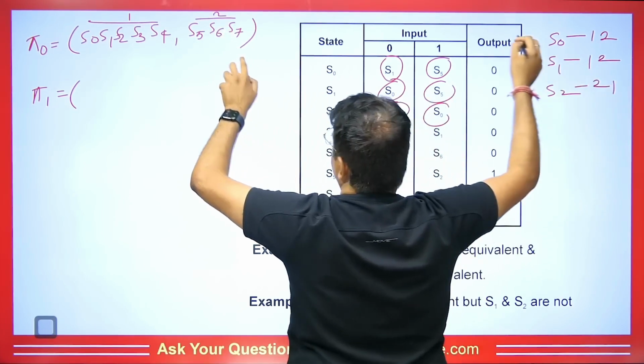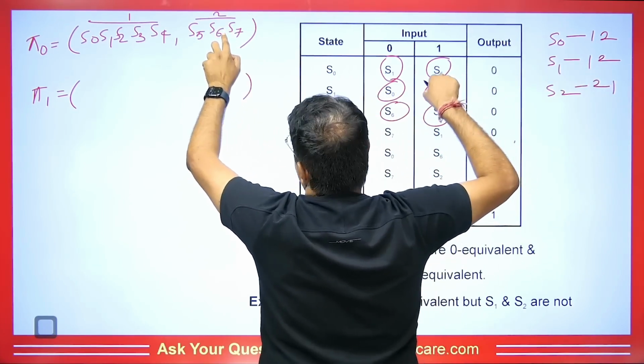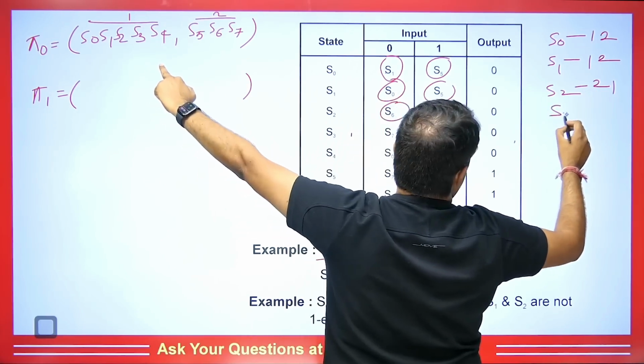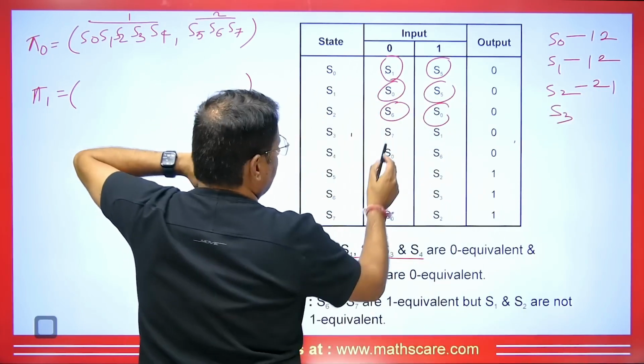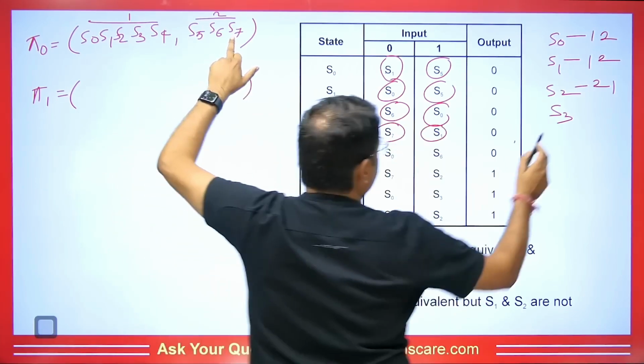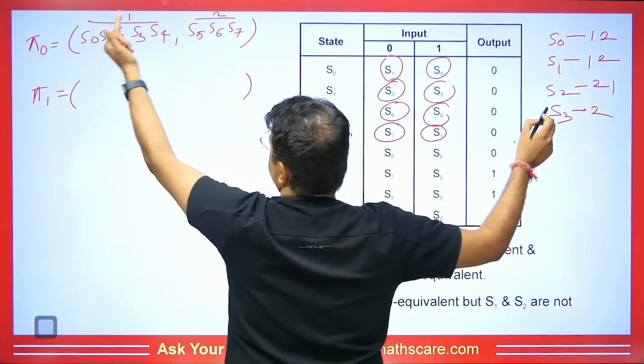How did it become 2, 1? Because first S6 is there, then S0. You need to pay attention to this. Now we will take S3 here. So what is coming for S3? S7 and S1. So we have S7 here and S1 is here, this resulting in 2, 1.